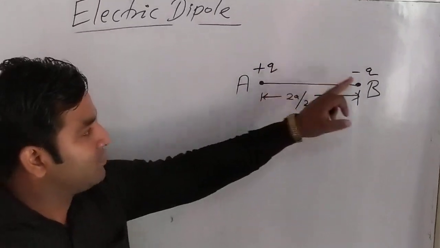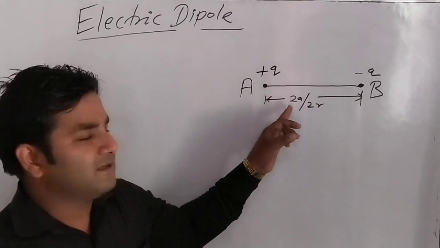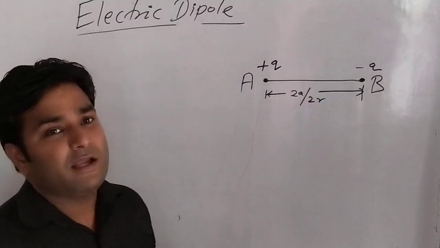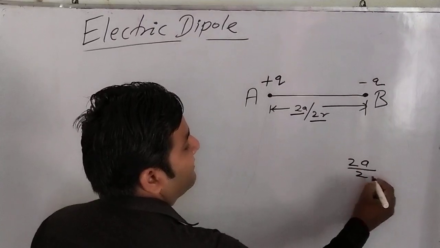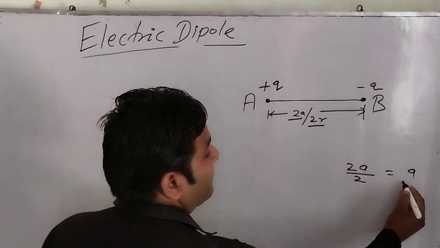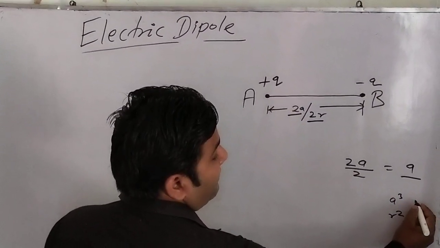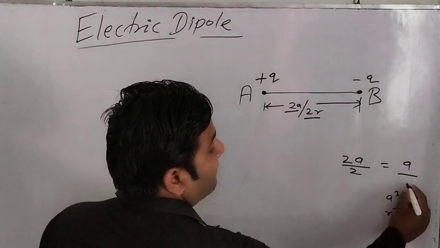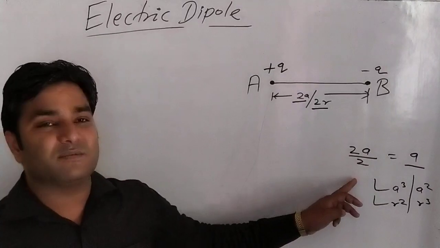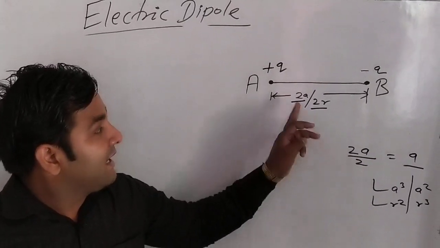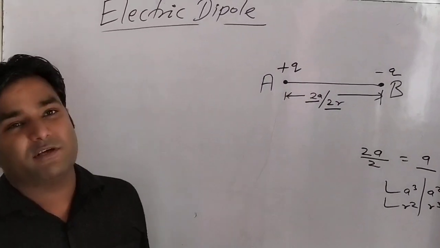When two equal and opposite charges are separated by a finite distance, in some books it is represented by 2a, in some cases by 2r. And what is the concept of taking 2a and 2r? Because half of 2a gives a, and whenever a is taken, then the cube of a, the square of a, can easily be used to solve the numericals. That's why, only for simplification, either in terms of r or in terms of a, we always take twice a and twice r.